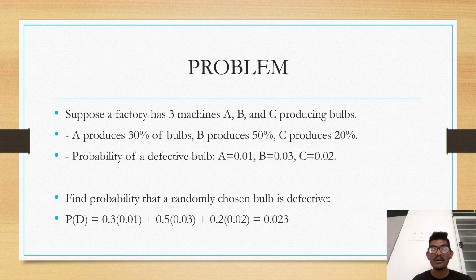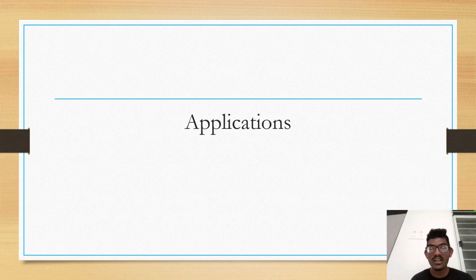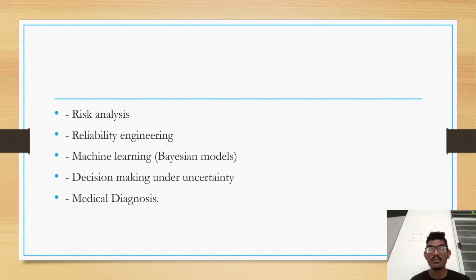Now we have to take the product for each individual machine, and then sum over the three machines to get the defective bulbs which come out from that factory. In these cases, when there are n mutually exclusive and exhaustive events, we use the total probability theorem. Now let us look at some real life applications of the total probability theorem.